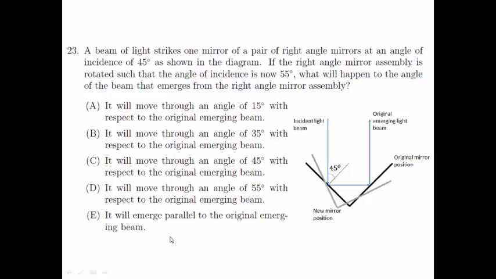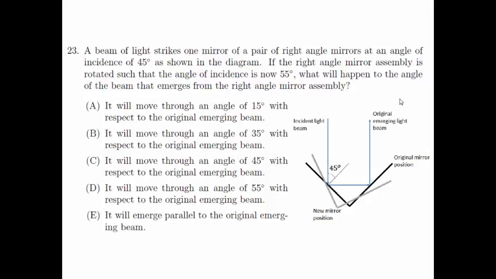Welcome to Singapore Junior Physics Olympiad 2012 General Round Question 23. A beam of light strikes one mirror of a pair of right-angle mirrors at an angle of incidence of 45 degrees as shown in the diagram. If the right-angle mirror assembly is rotated such that the angle of incidence is now 55 degrees, what will happen to the angle of the beam that emerges from the right-angle mirror assembly?